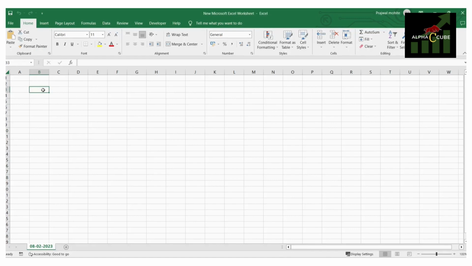Now let's open an Excel sheet and plot this price range for Bank Nifty futures for 8th February. So what I can do is take 41,920, then 41,910, and so on. We can select this and drag till we get the low of 41,520.